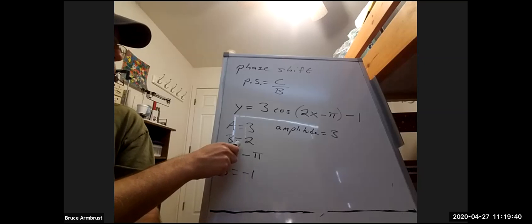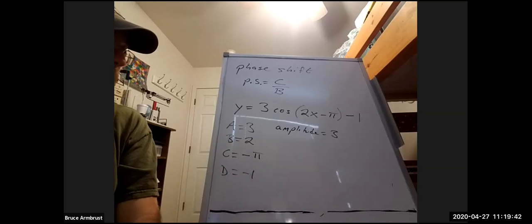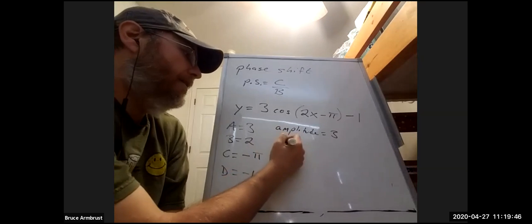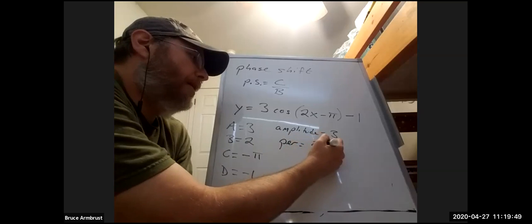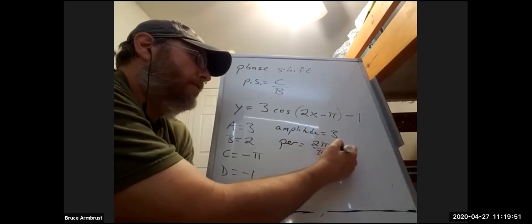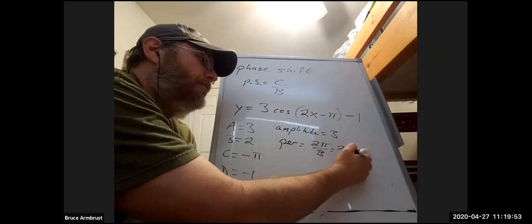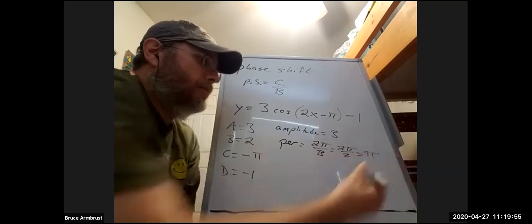Okay, so let's think about what B does. So B, this affects our period. So our period is going to be 2 pi over B, which in this case is 2 pi over 2, or pi.